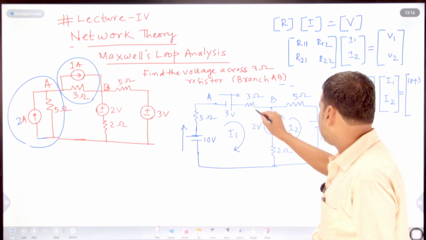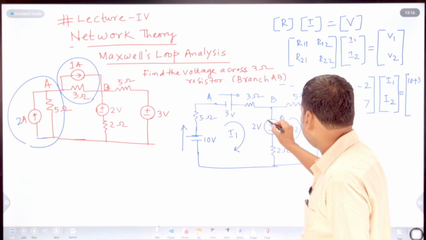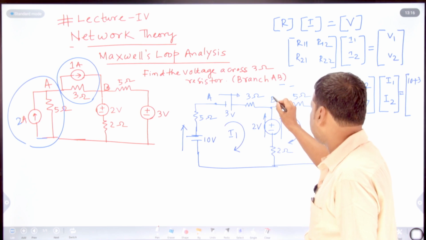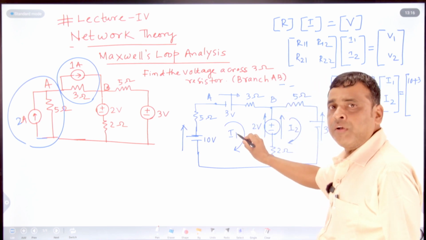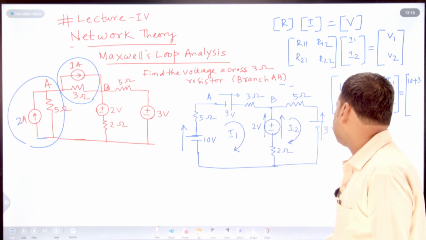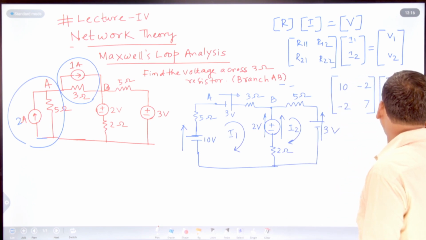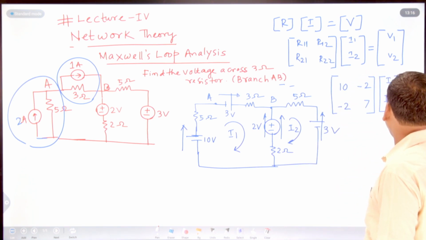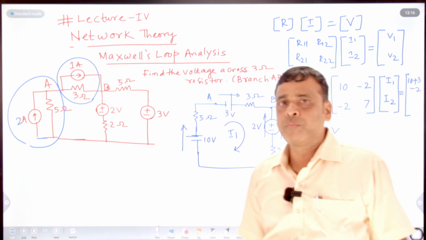Then here the direction of the current is opposite to the direction of the voltage source, from minus to plus. The direction of the current I1 is opposite to this voltage direction, so that will be minus. So 10 plus 3 minus what? That is 2. That is your net voltage in loop 1.